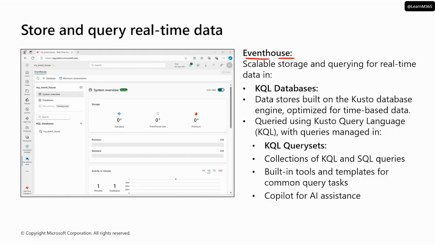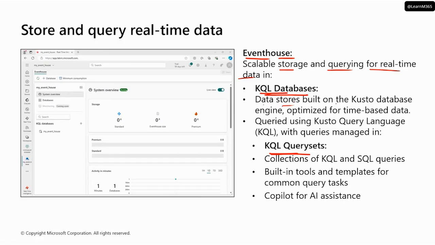So within an event house, what can you create? It's a scalable storage for querying real-time data. Within this event house, you can create a KQL database and KQL query sets. What are both of these things? Let me tell you. A KQL database is a real-time optimized data store which can host a collection of tables, stored functions, materialized views, or shortcuts. That is what a KQL database is.